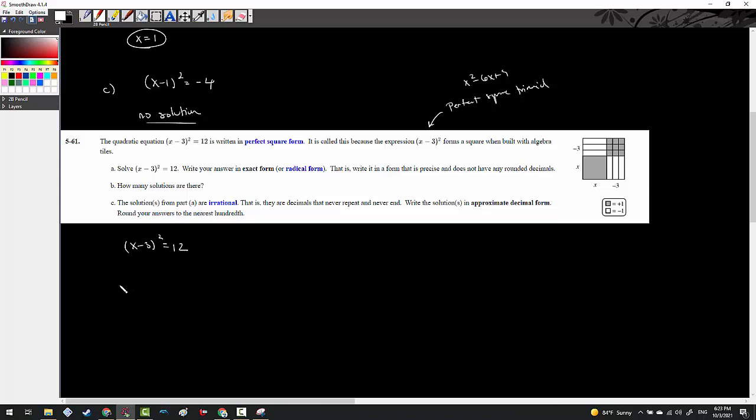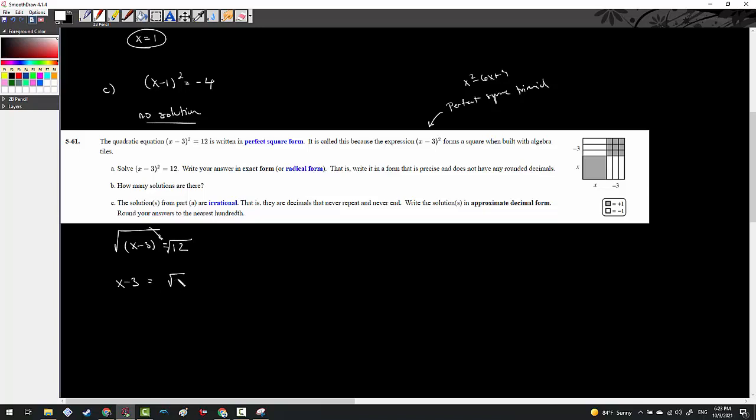So unlike the last problems, I can't use looking inside because I don't know of any number that when I square it, automatically becomes 12. So what I'm going to do is square root both sides. I'm going to square root that because it's the inverse operation of the squared, which then releases the x - 3.